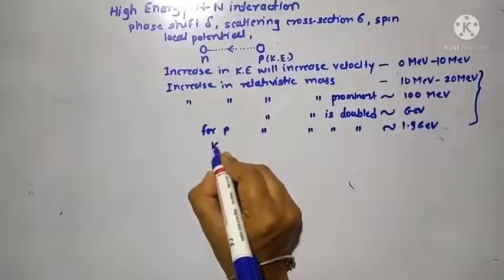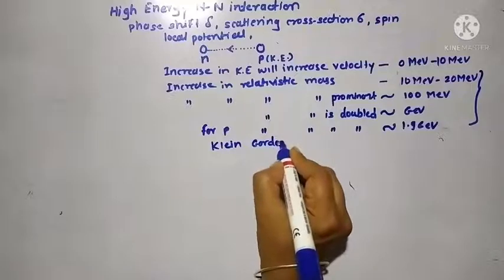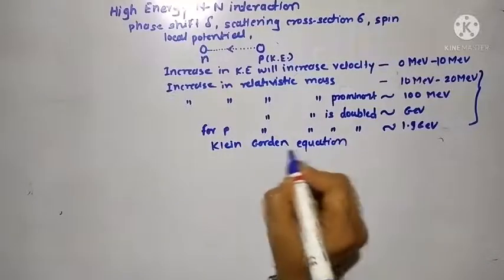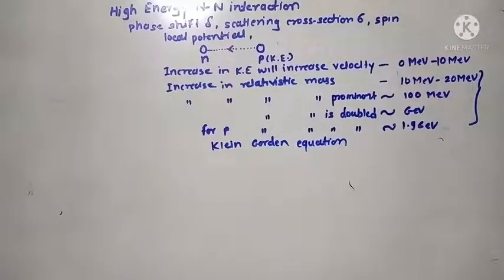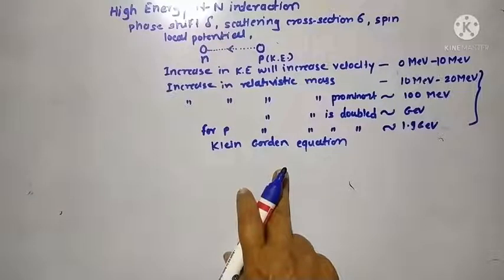So this relativistic kinematics, the relativistic mass, can be calculated by using Klein-Gordon equations. So these Klein-Gordon equations can calculate this change in relativistic mass regarding the high energy nucleon-nucleon interaction for the spinless particles. So these Klein-Gordon equations can explain the high energy nucleon-nucleon interaction for the spinless particles.